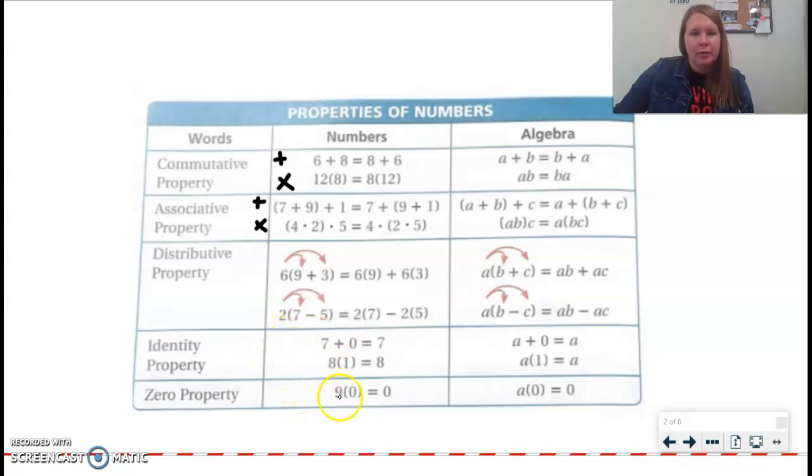And then your last one is your zero property. That is just remembering that anything multiplied by 0 is going to give you a solution of 0. To be honest, the harder ones to remember are probably these top two.